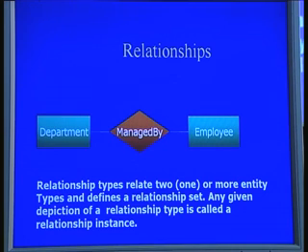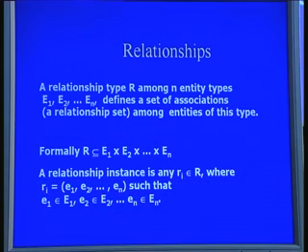A relationship, or to be precise, a relationship type, defines a relationship between two or more entity types. The slide here shows a relationship type between an entity type department and an entity type employee, and it says managed by. So it basically says a relationship type specifies that any department, or any entity of type department, should be managed by some employee, or some entity of type employee.